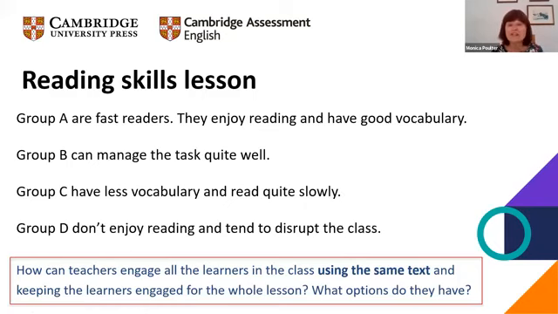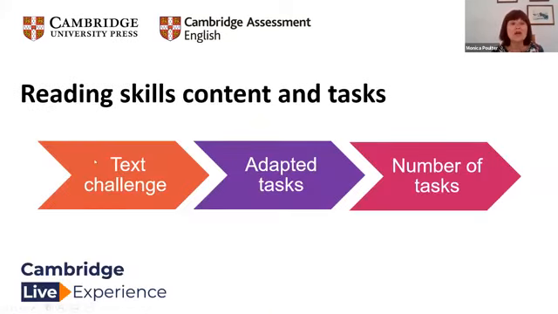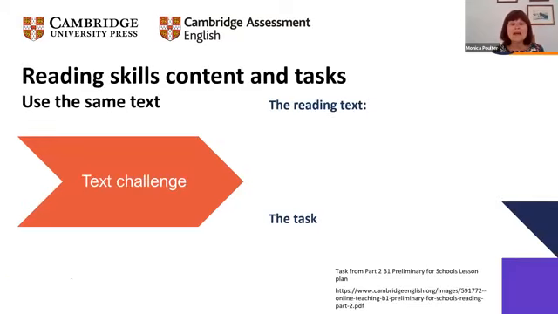We're going to be looking at 3 different strategies. First one is trying to reduce or increase the challenge of the text, because remember, we're not only talking about learners that need more support, but learners who need more challenge. The second strategy is adapting the task, so making the task either more challenging or easier. And the third strategy is looking at the number of tasks, either increasing or decreasing the number of tasks. So let's start off by looking at text challenge, and let's look at a task.